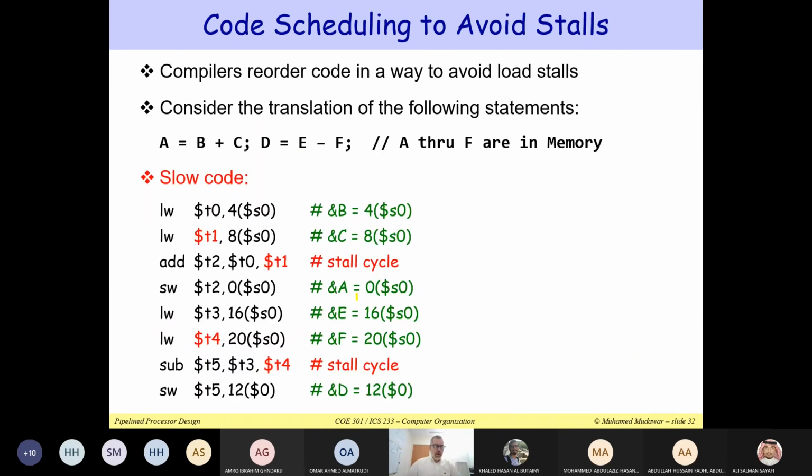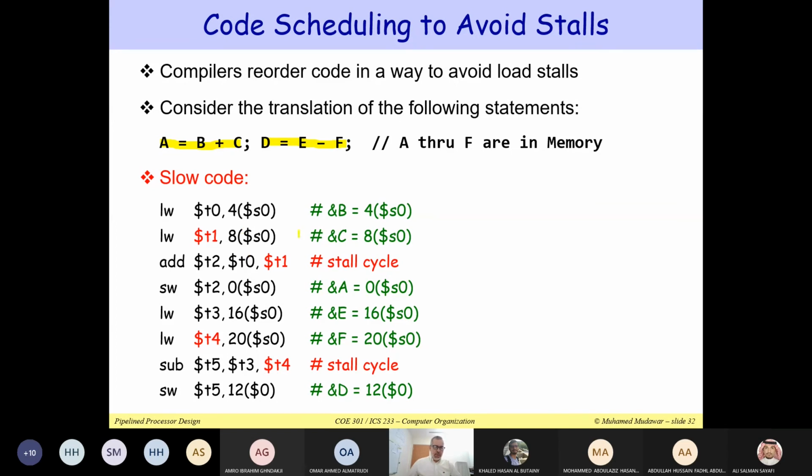Now we can actually use the compiler here. The software can avoid stalling the pipeline, because stalling the pipeline is going to reduce the performance. So we can use the software to improve the performance of the code. So consider that we have the translation of the following 2 statements. A is equal to B plus C, E becomes E minus F, and suppose that all my variables exist in memory.